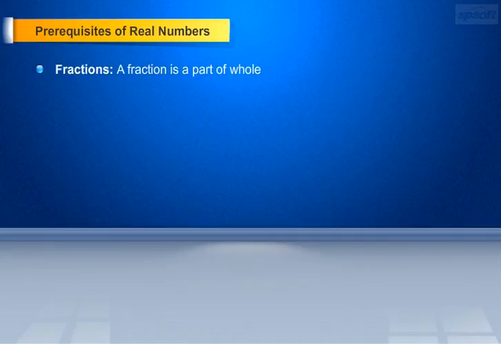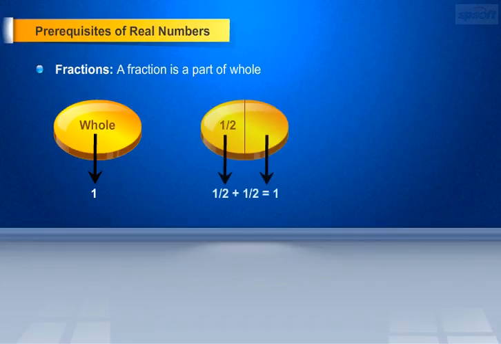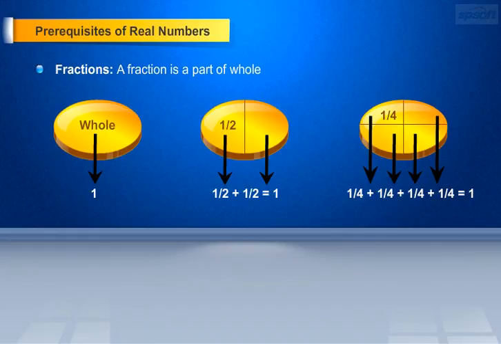Let us now see what fractions are. A fraction is a part of a whole number. Now let's consider a circle. If we divide the circle into 2 parts, the sum of the parts makes a whole circle. In the second figure, we divided the circle into 2 parts, the sum of the 2 parts makes a whole circle. In the other figure also, we divided the circle into 4 parts, the sum of the 4 parts makes a whole circle.